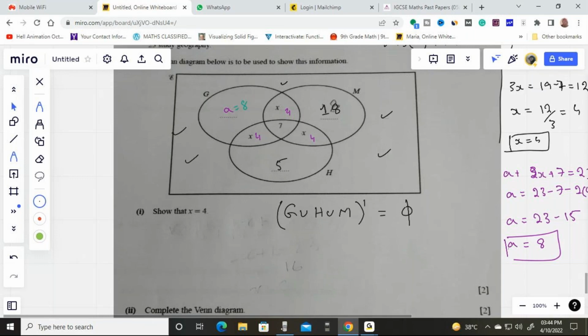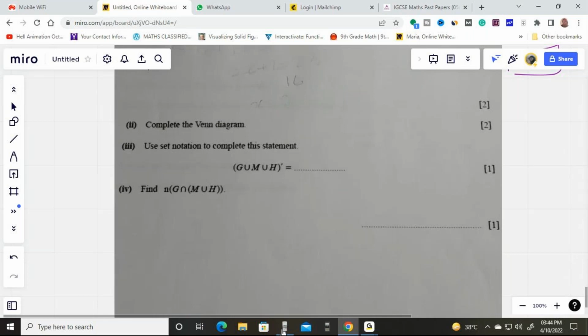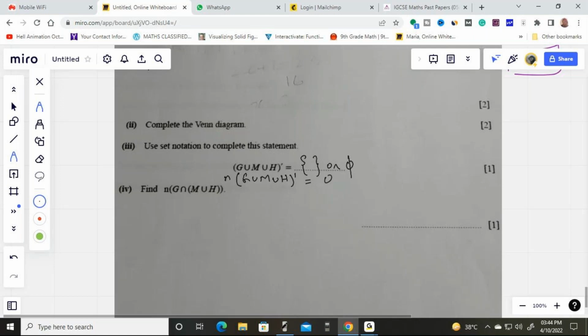So this is an empty set. You can write either empty set or you can write phi. For example, if they talk about the cardinality of this, as you're not having any value in the set of G union M union H whole complement, it means none of the elements are there. It means the cardinality is 0. So I hope it's clear how they ask and how you're going to answer. Now you just go on, see the next part 4.